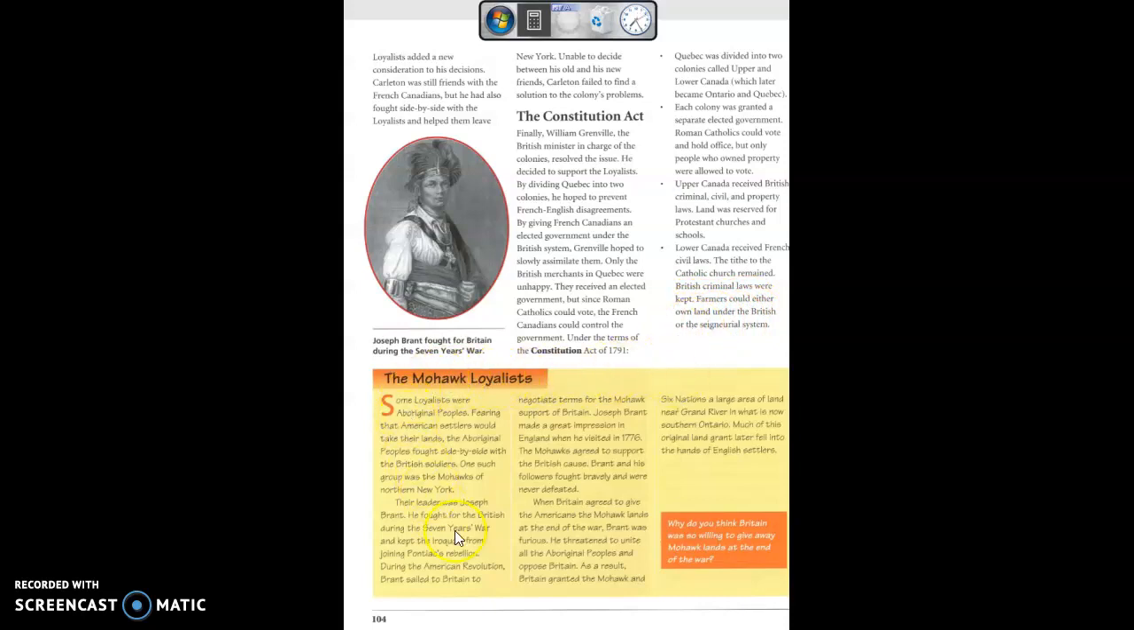Okay, I'm not going to read this last part in here. I'm going to let you read about the Mohawk Loyalists yourselves. Hopefully that helped you with some of the pronunciation of words.